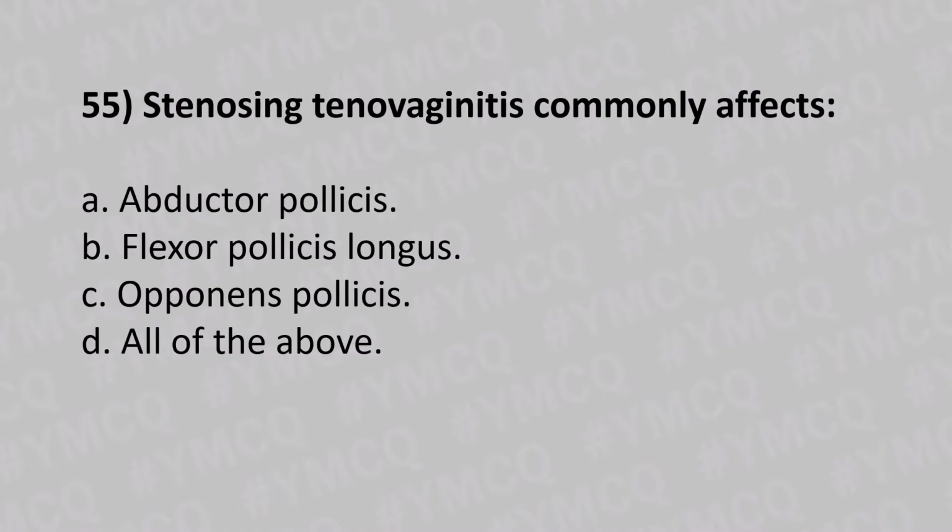Moving to our 55th question. Stenosing tenovaginitis commonly affects option A, adductor pollicis. Option B, flexor pollicis longus. Option C, opponens pollicis. Option D, all of the above. And the answer is option A, abductor pollicis.